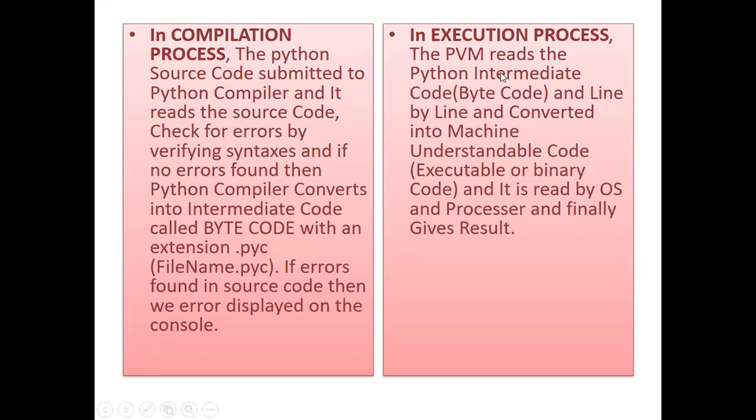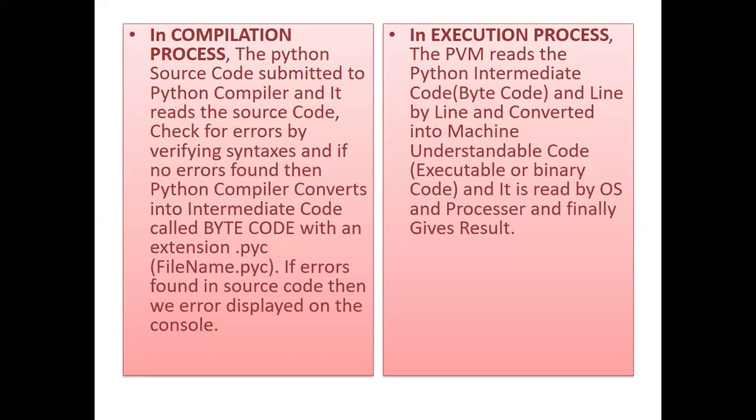The PVM reads the Python intermediate code, that is a bytecode, and converts it into the machine understandable code. Now, we know that all the systems understand the binary code, which is read by the OS and processed, and finally it gives the result. Now, what actually is the PVM? So in Python program execution, the compilation process and execution process take place line by line by converting it, and it is an interpretation based programming language.